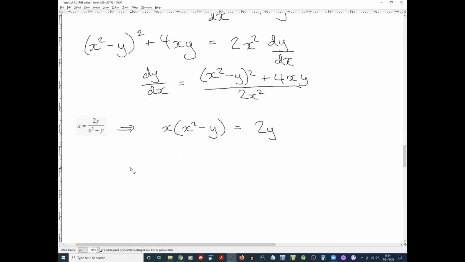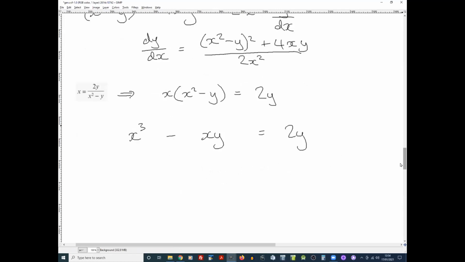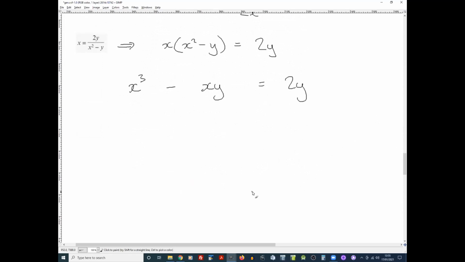Yeah, so x cubed. So what do we get? x cubed, then what? Minus xy equals 2y. What now? Take the 2y to the other side.